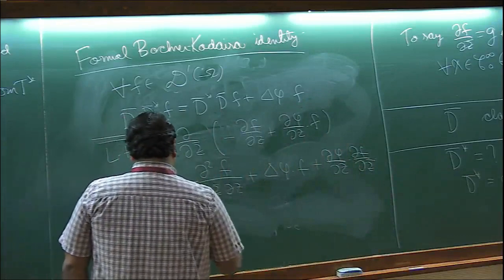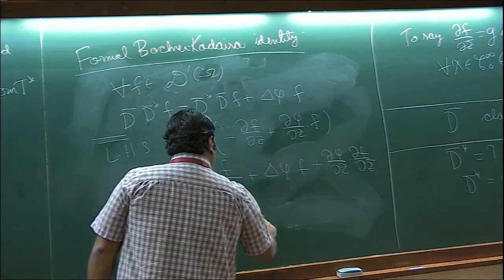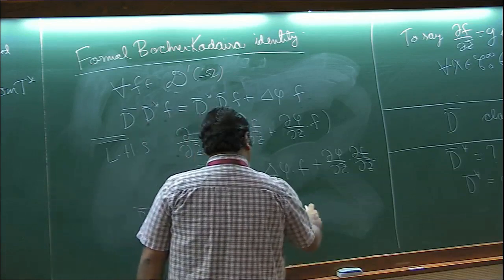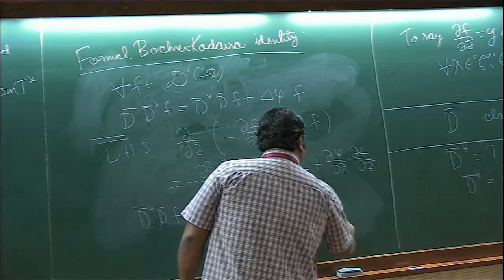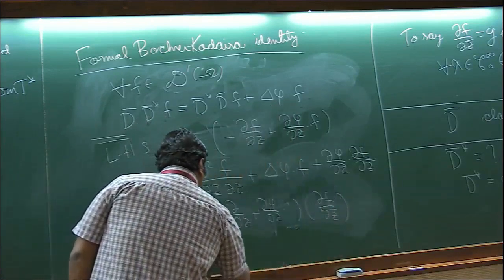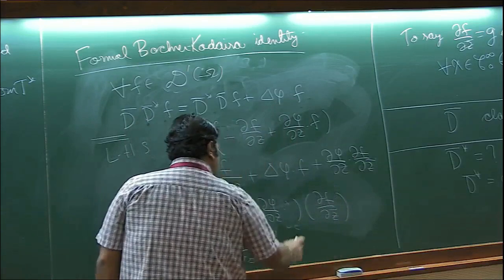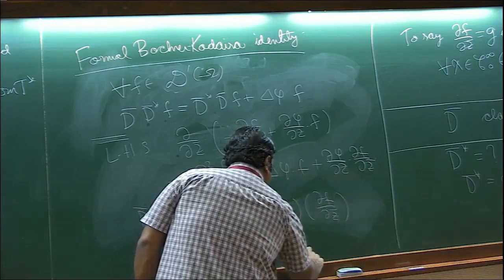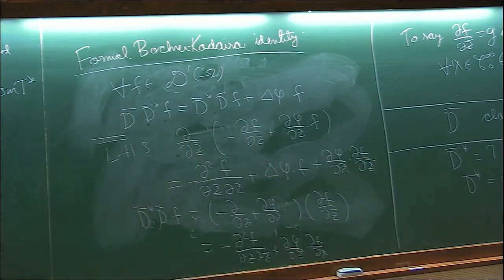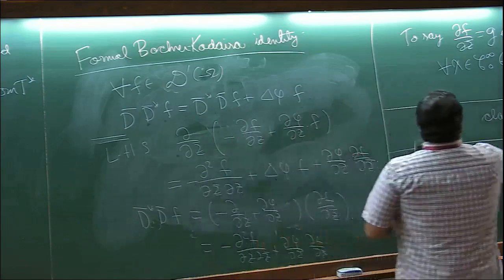So this is therefore minus d over dz plus d phi over dz dot acting on df over d z bar, which therefore gives me minus d square f over dz dz bar plus d phi over dz times df over dz bar, and we are done, right? Okay, that's it. All right, so I have the formal Bochner-Kodaira identity. Then what do I do with it?